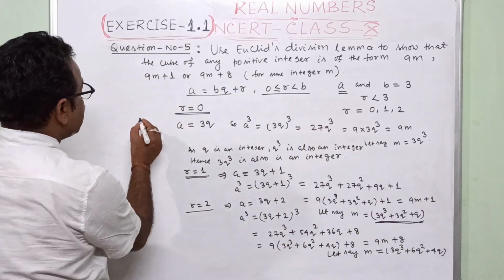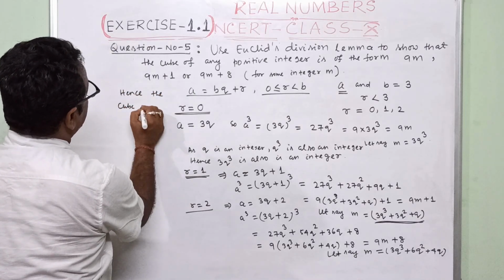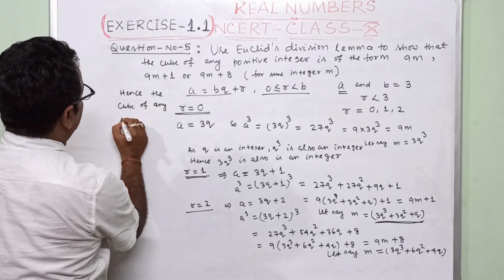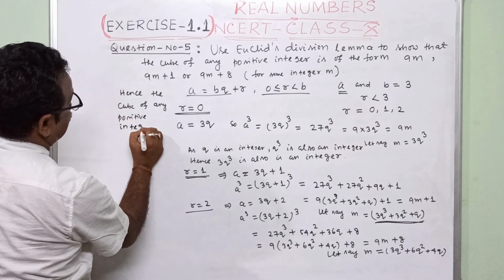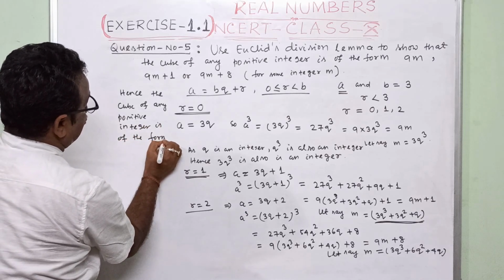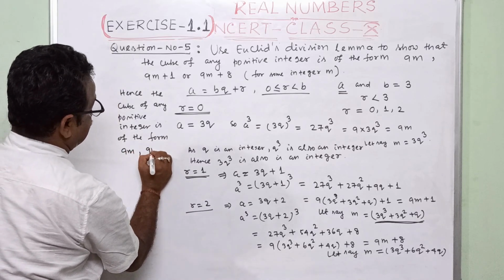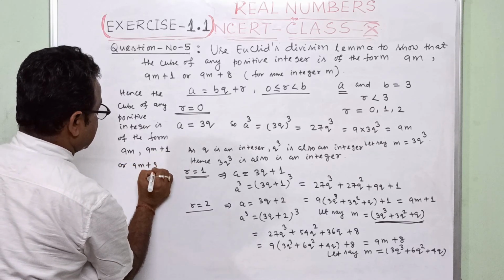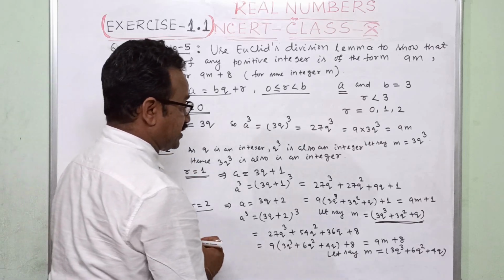Hence, the cube of any positive integer is of the form 9m, 9m plus 1, or 9m plus 8.